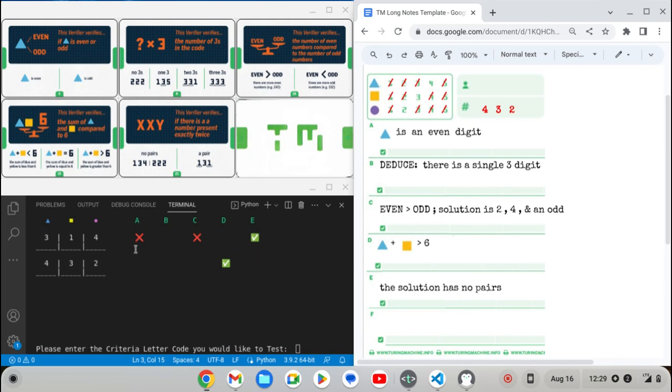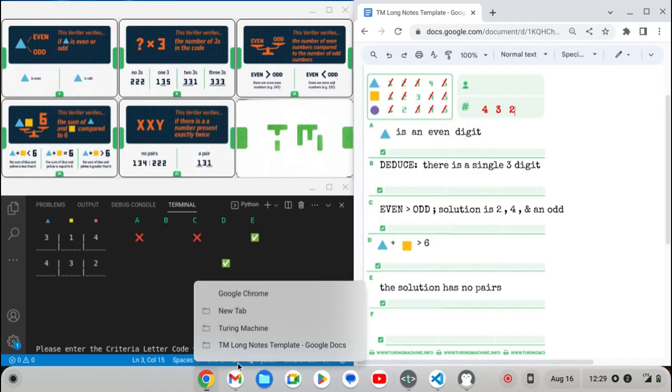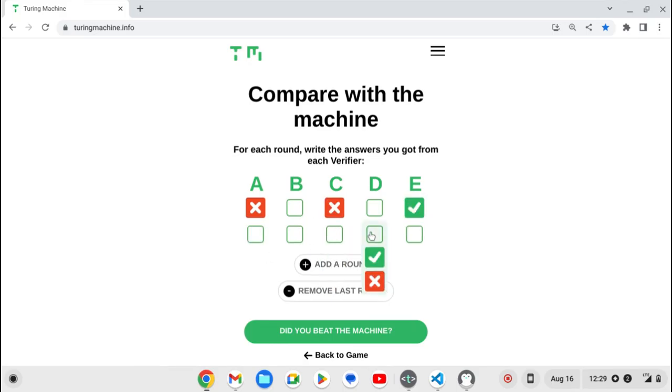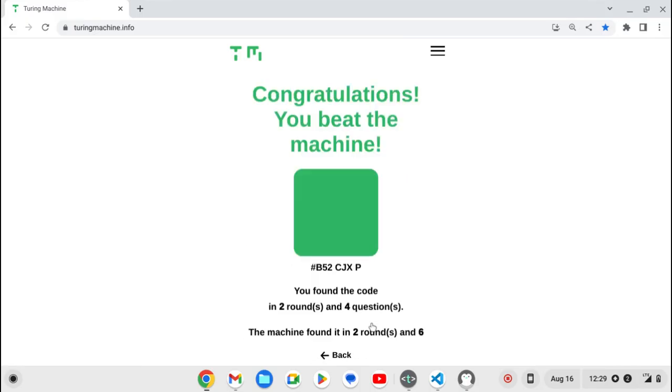But let's verify. So we did do A, C, E in the first round, and then D in the second round. So let's go type that up. So A, C were both incorrect, E was correct, and then D was correct. And we deduced accurately, since we did get the solution, that there is a single 3. All right, wow. So we beat the Turing machine by 2 questions.